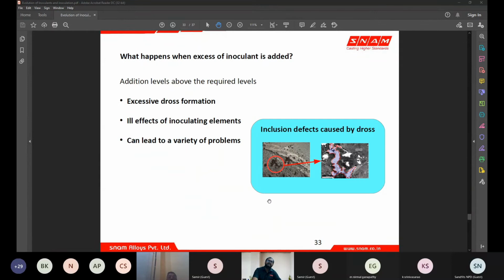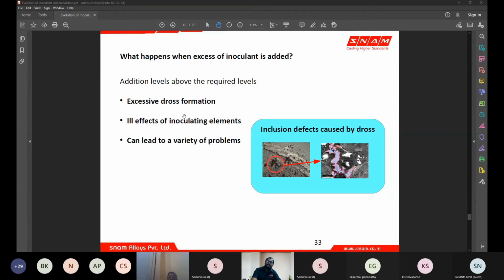So what happens when I add excess inoculant? Inoculation is going to be good. Okay. So can I keep adding, or can I keep increasing my inoculation? Leaving the cost factor, will the increase in inoculation ensure my casting's soundness? Actually not. Since the inoculating elements are oxidizing in nature, when you start adding more inoculation, you start generating more oxides, which can lead to formation of dross or slag.